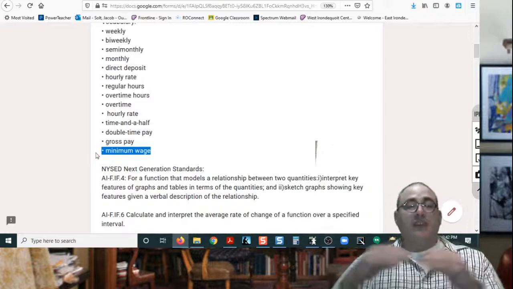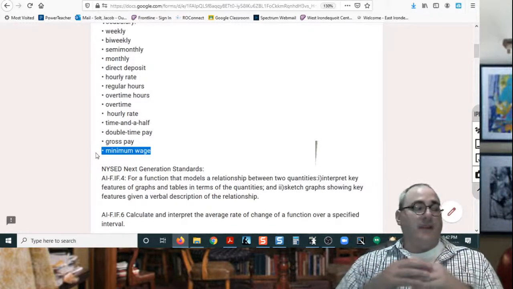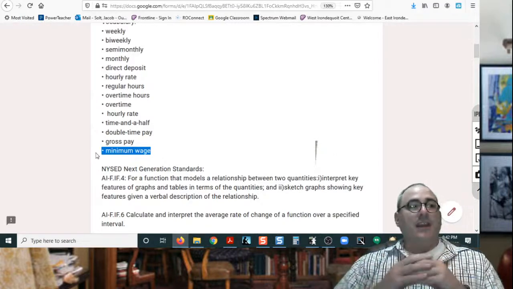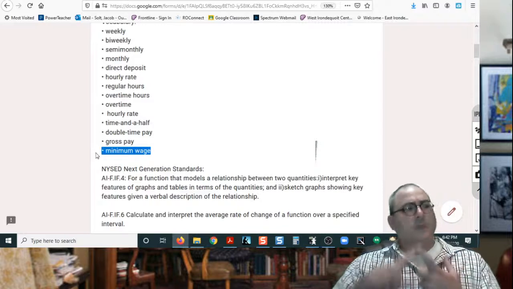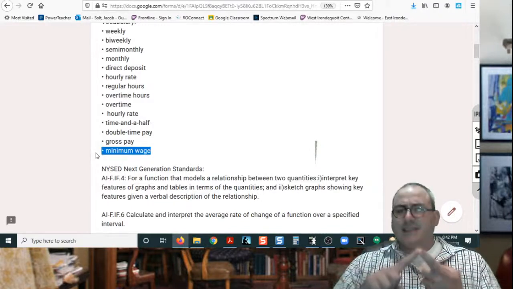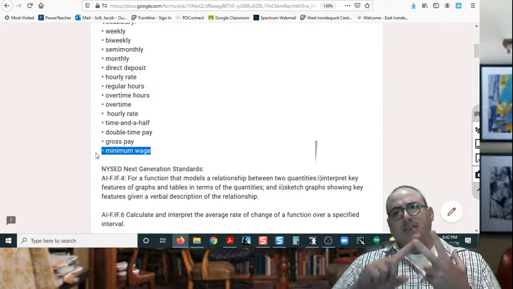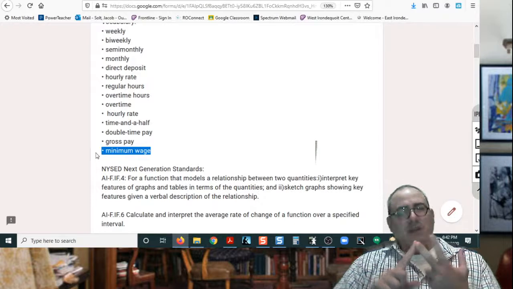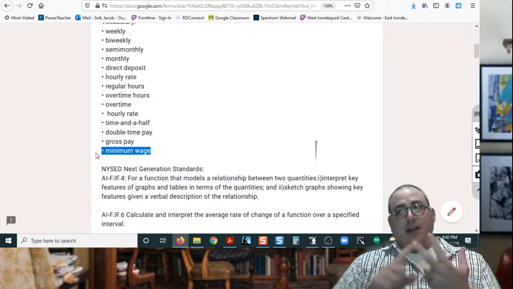Minimum wage. There are laws out there that say that for most jobs there's a minimum you have to pay someone. You can't pay them less than that minimum. I think in New York right now the minimum wage for most jobs is $11.10. I think there are some exceptions. One giant exception is waiters and waitresses. They can get paid as low as $9.25 per hour.